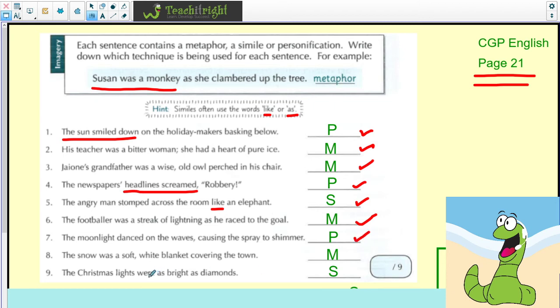Hopefully you're doing well with these and you're able to spot all of the different links. And then we've got 8. This is a metaphor because the snow is described as being a blanket. White blanket. Then we've got last simile. The Christmas lights were as, oh, that gives me a clue, that's probably a simile, as bright as diamonds. Oh, that's nice. So, hopefully you got 9 out of 9 on that one, and hopefully you understood the difference now between metaphor, simile and personification. If you didn't, then maybe have a look back at your definitions and have a think about what the differences are between those literary devices.